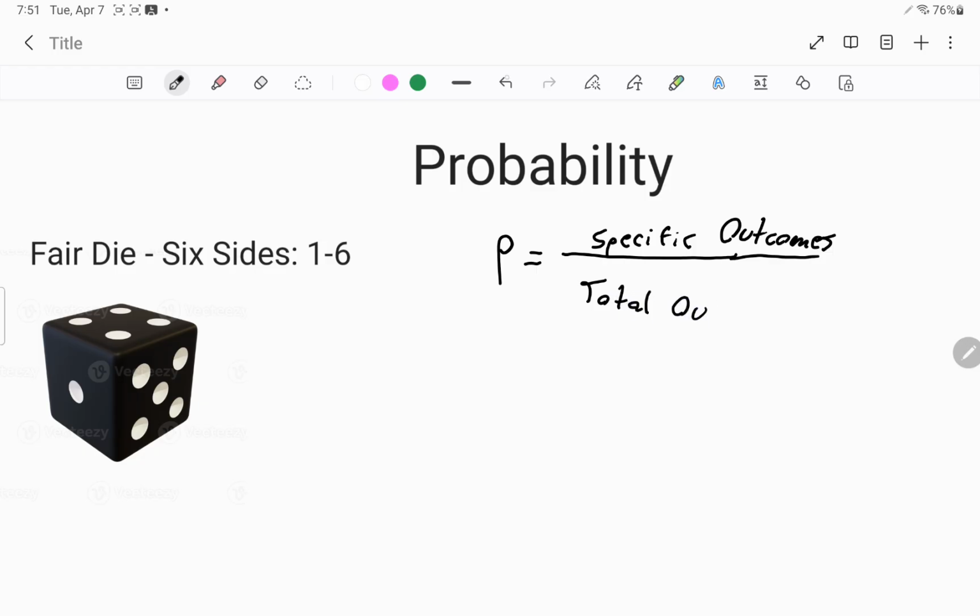Total number of outcomes. Okay, so for the die, it's going to be pretty easy because the die only has 6 sides. So whenever we talk about the die and probability, the bottom number is always going to be 6 because it's the total number of outcomes you can have for a die. Now the top one is 100% depending on what kind of scenarios we're going to be creating.